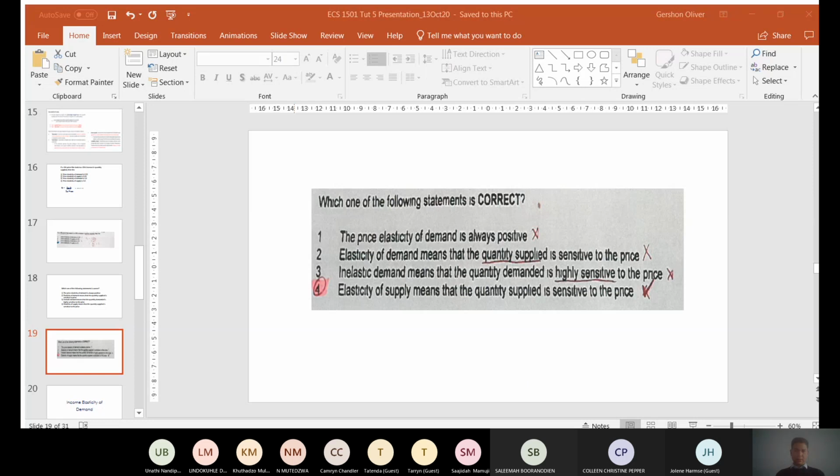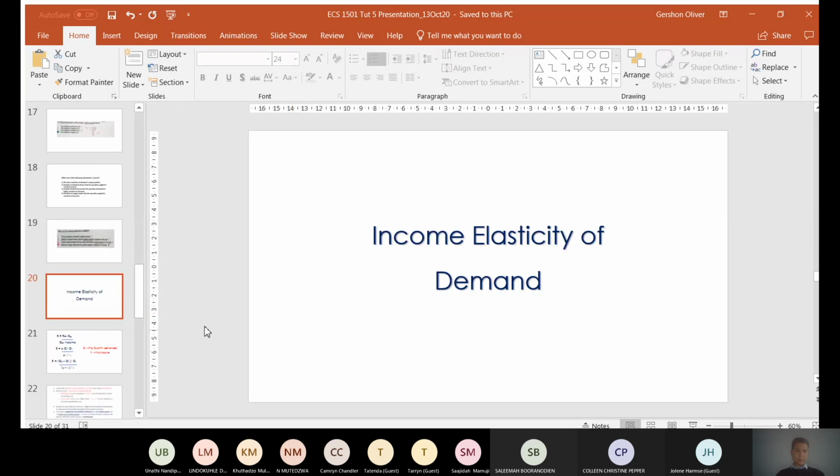What we're going to be going through in the next few minutes is income elasticity and also cross-elasticity of demand.